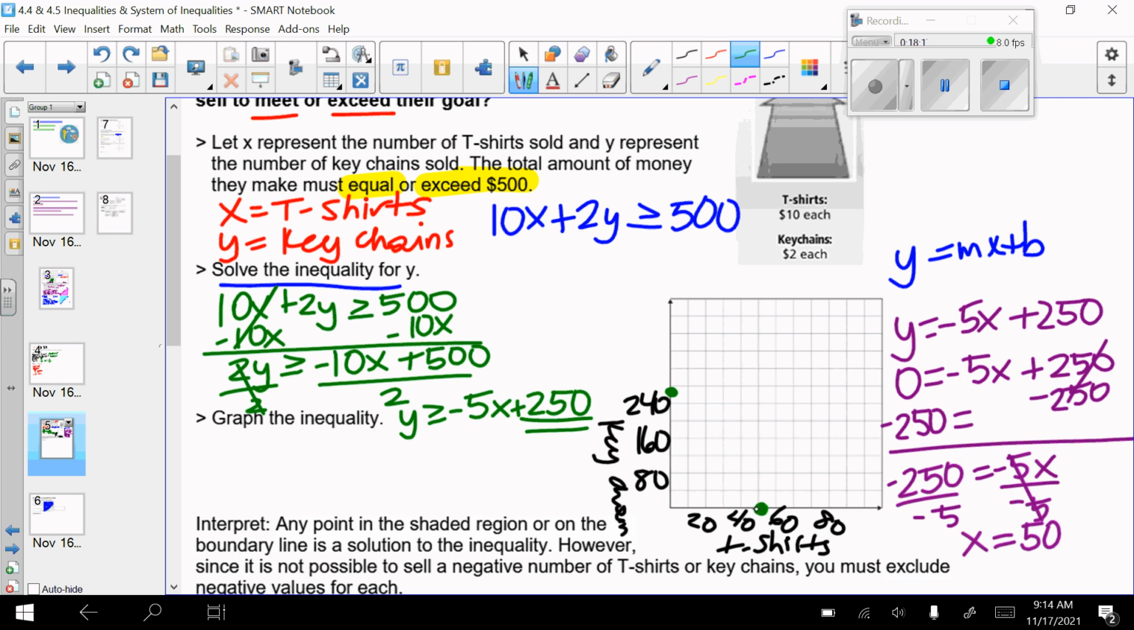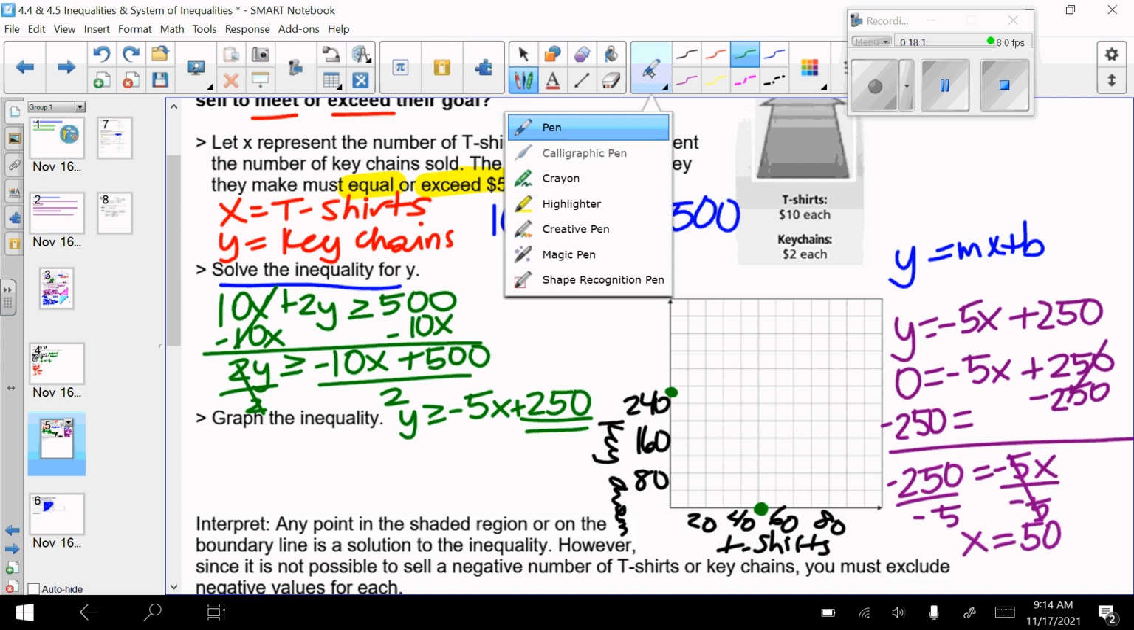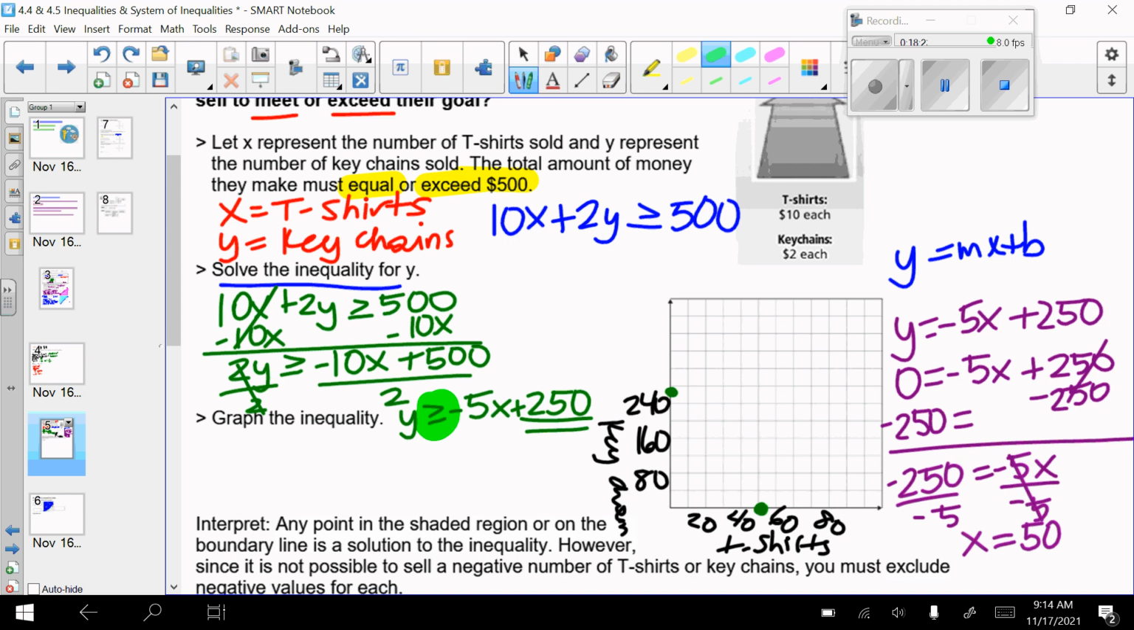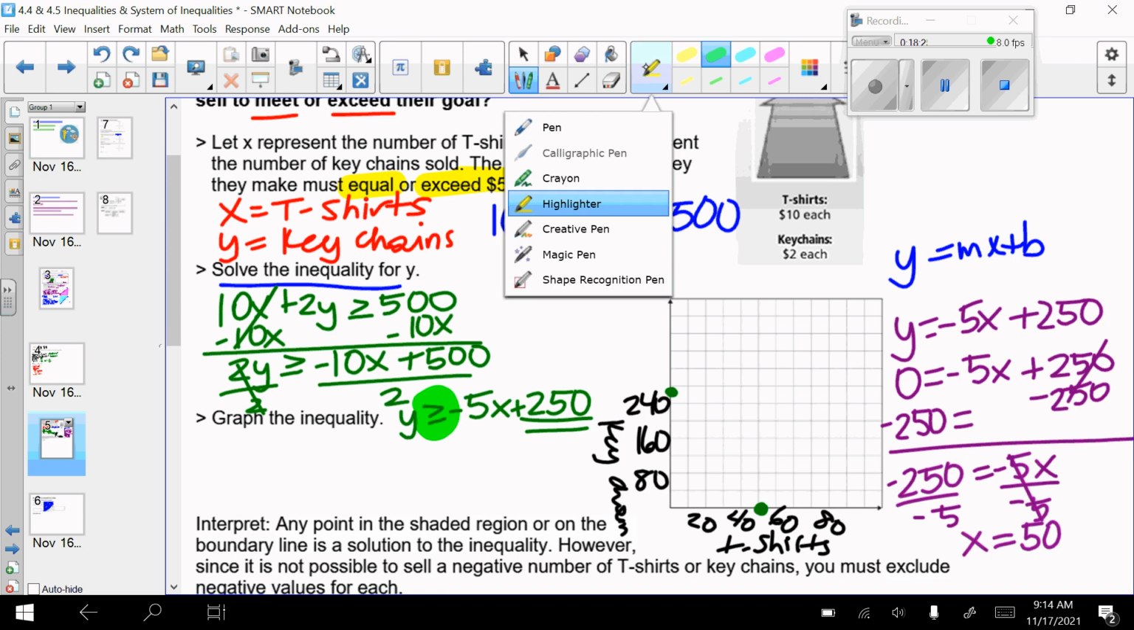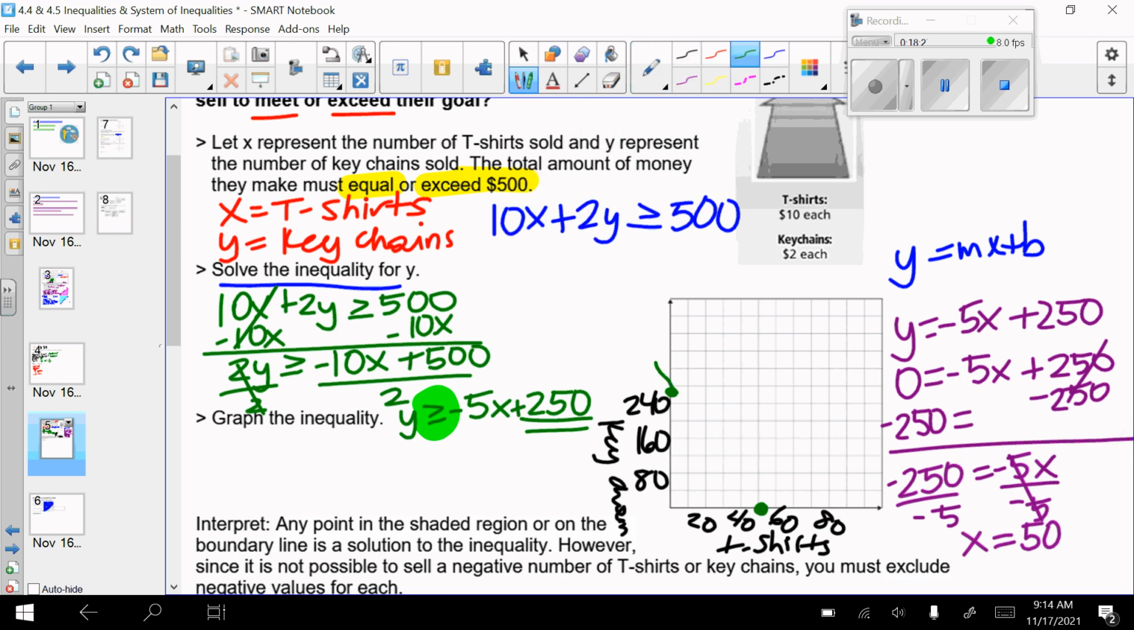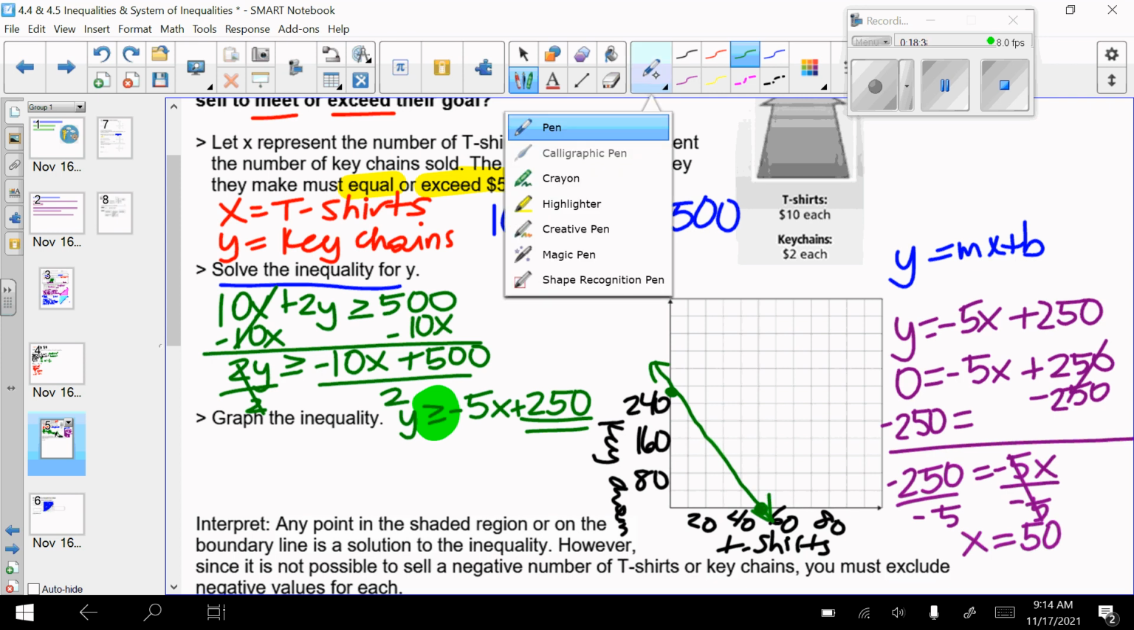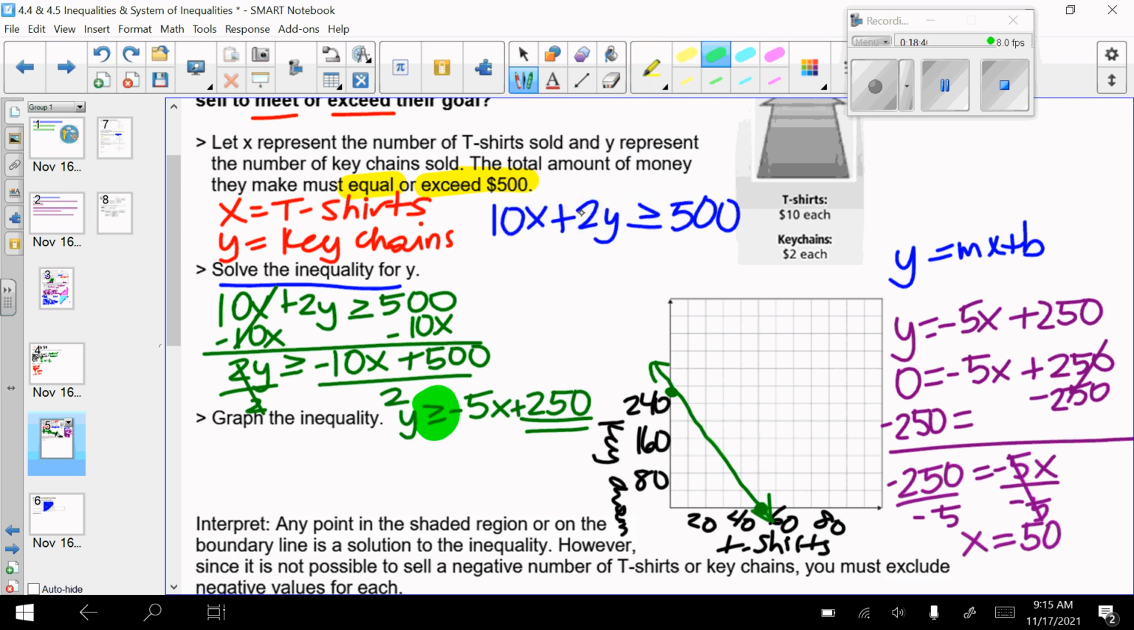So am I going to have a solid line or a dashed line? A solid line. Good. Remember, it's greater than or equal to. Y'all see that? A solid line. So I'm just going to connect these points and make it solid. And then looking at my y equals mx plus b, because that's the boundary line, that's what I'm graphing, do I shade above or below? Above. Good, because it's greater than. So all this area is going to be shaded above.